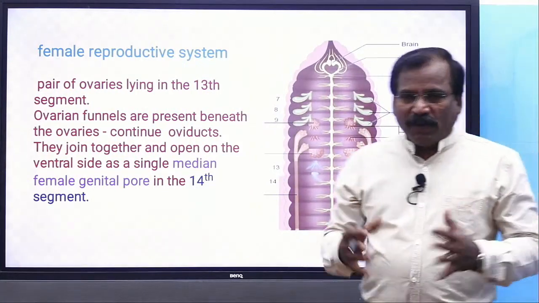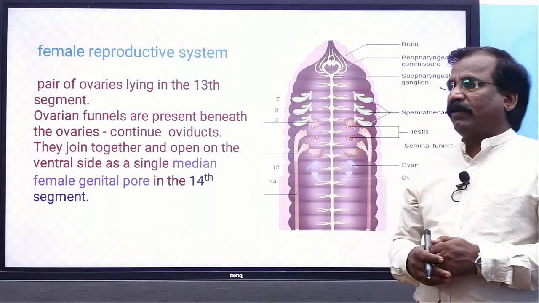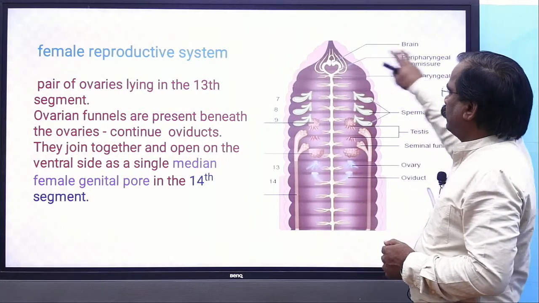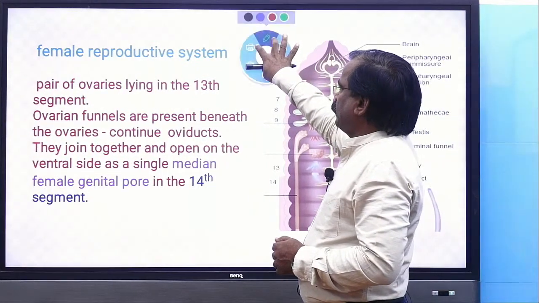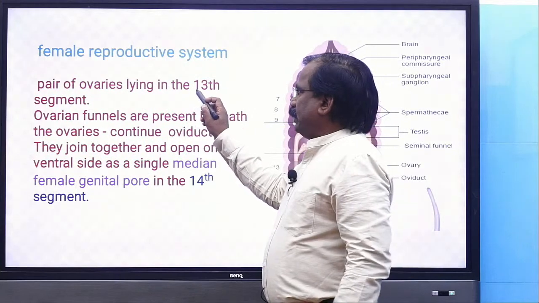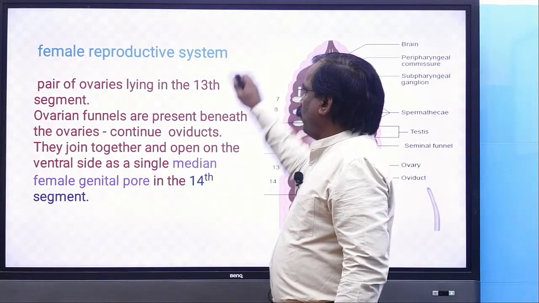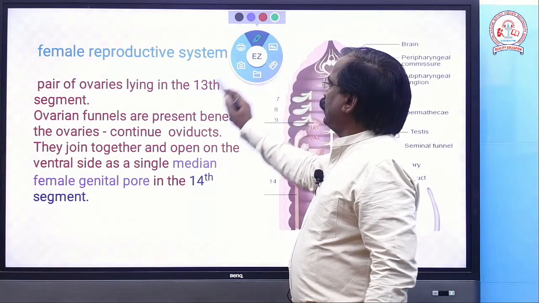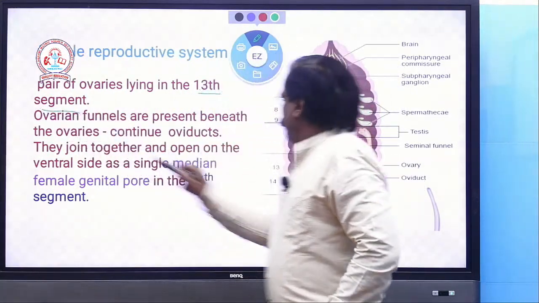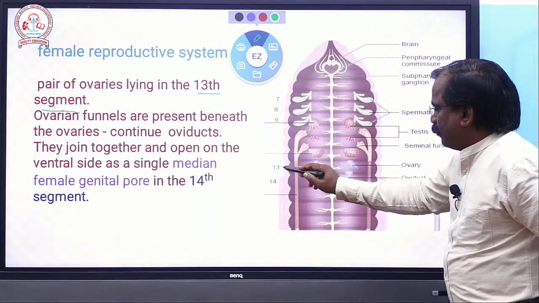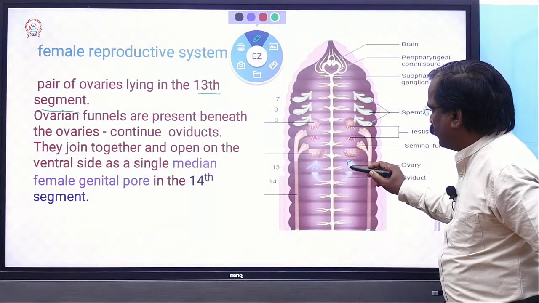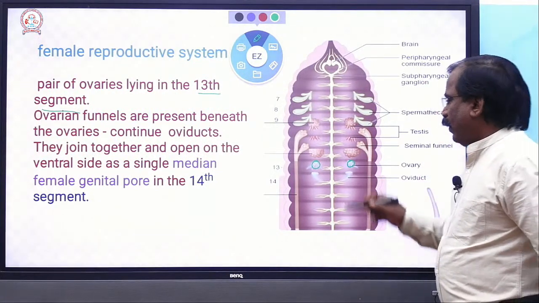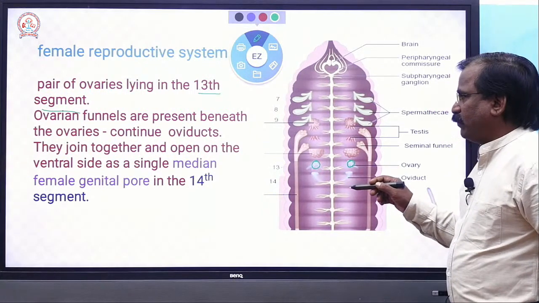You know that the ovaries are the primary female sex organ. A pair of ovaries is located in the 13th segment. Listen, here this is segment 13, and here is a pair of ovaries, which are located in the 13th segment.